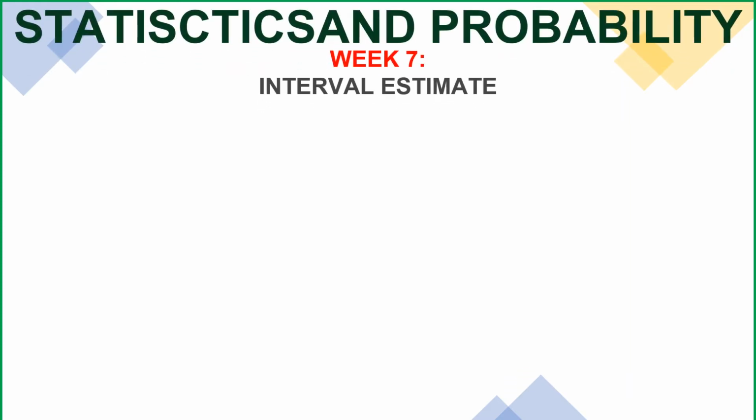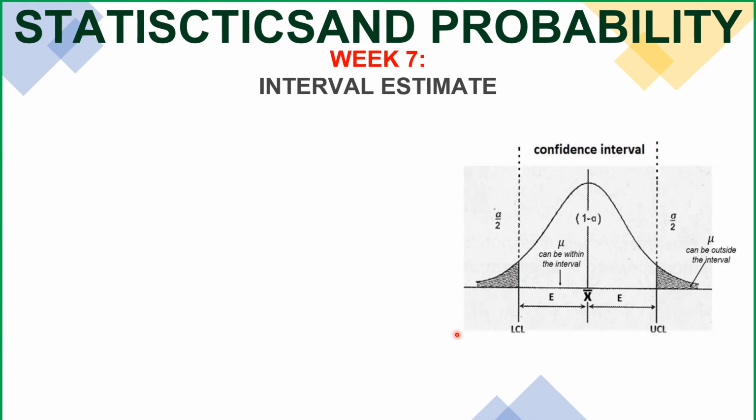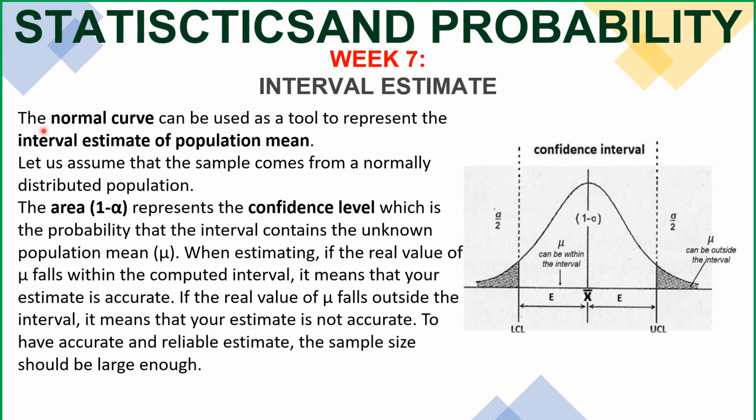So, to understand it further, let's take a look at this figure. So sabi dito, the normal curve can be used as a tool to represent the interval estimate of population mean. So, this is the confidence interval, itong area na to, which is 1 minus alpha, which is the probability that interval contains the unknown population. So, we have the lower confidence limit and we have the upper confidence limit.